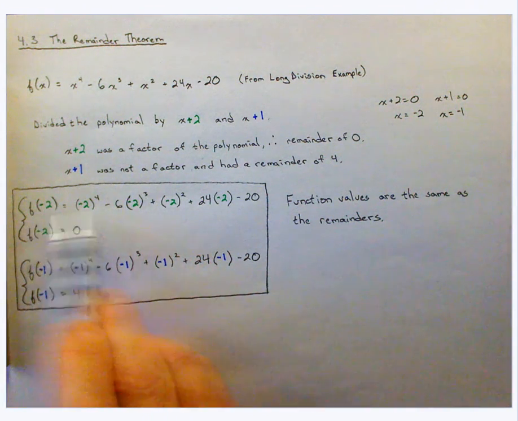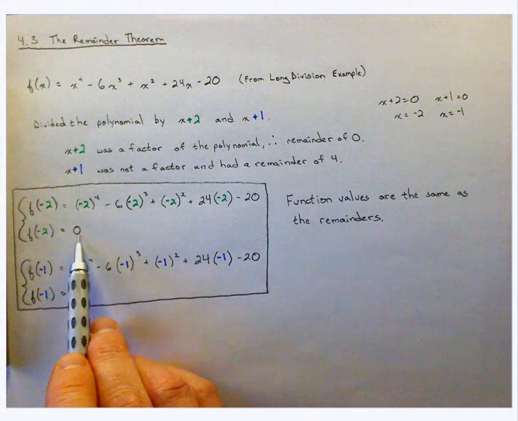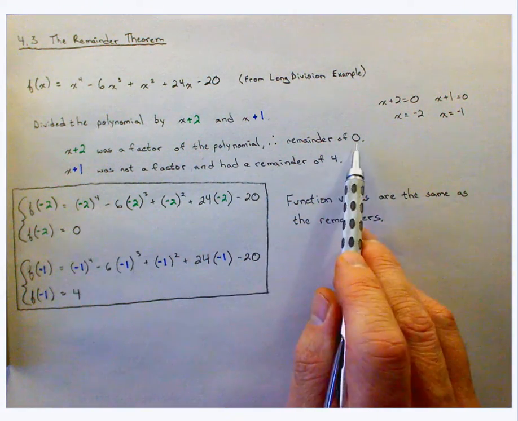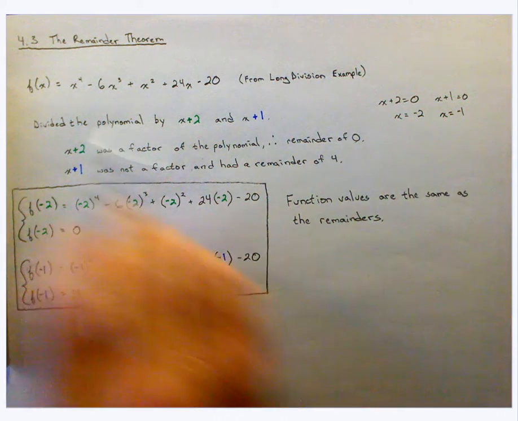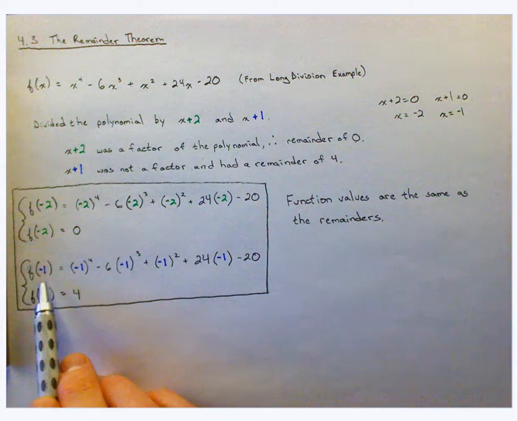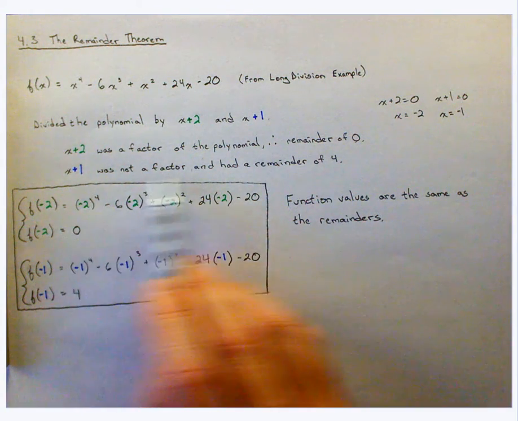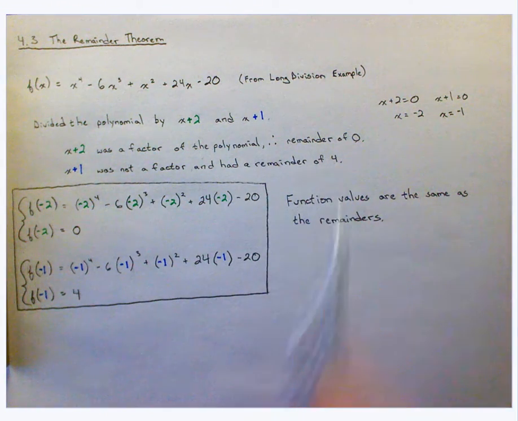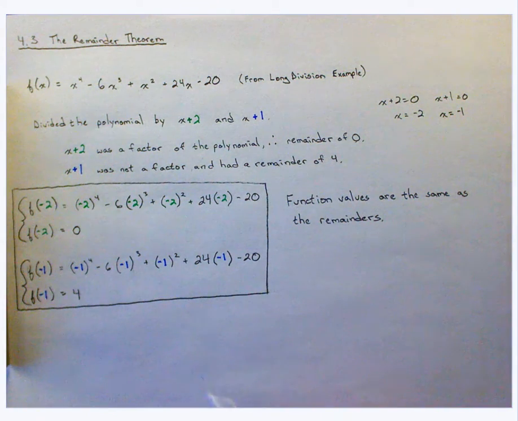And whenever I plug in that negative 2 and I evaluate the function, f of negative 2, I get the value of 0. That was its remainder from the division. Whenever I plug in x equals negative 1 for the function, f of negative 1 of the given polynomial gives me a value of 4. That was the remainder for that long division. Function values are the same as the remainders. That is a very critical point in what we're looking at.